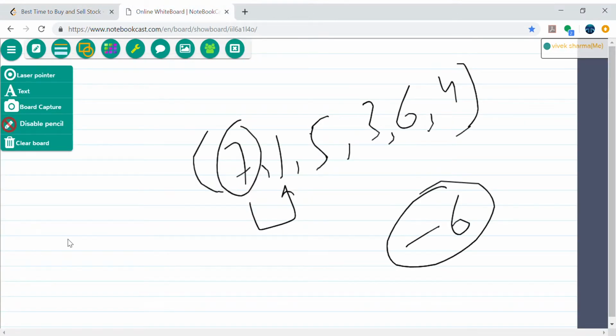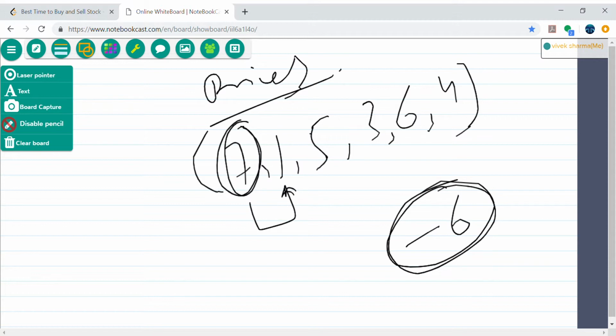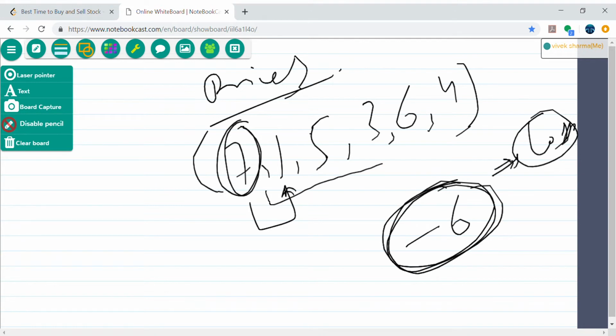Let's see, if I purchase this stock at the price 7, these are all the prices, right? If I purchase at price 7 and then sell it at 1, this is not a profit, but kind of a loss. Six bucks loss that I will be getting, right? Similarly, everything is lesser than 7, so there will not be any profit.